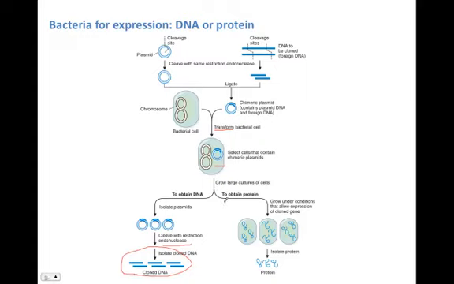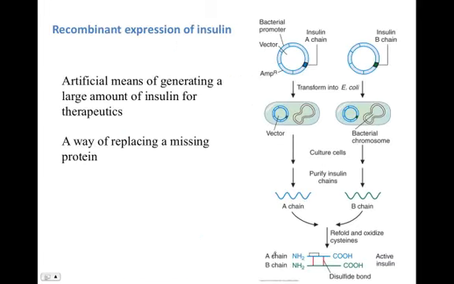Alternatively, you could use these bacteria to express protein. The plasmid often has a gene promoter which can be used to promote transcription and translation of your gene of interest. In doing that, you can isolate large amounts of protein from these cultures. This is a manner in which insulin is expressed recombinantly. This is an artificial means for generating large amounts of insulin for therapeutics. It's a way of replicating a missing protein.